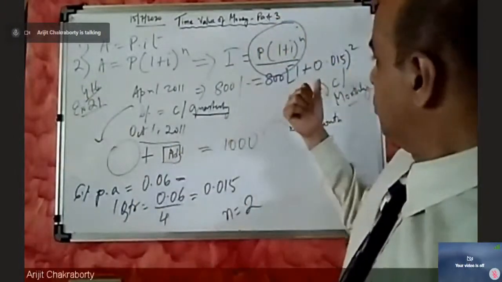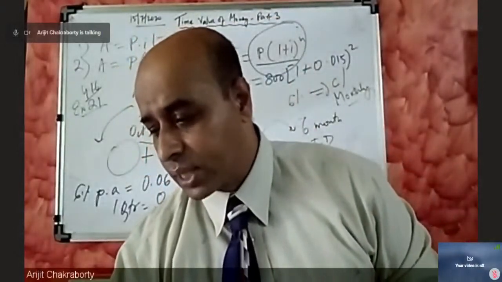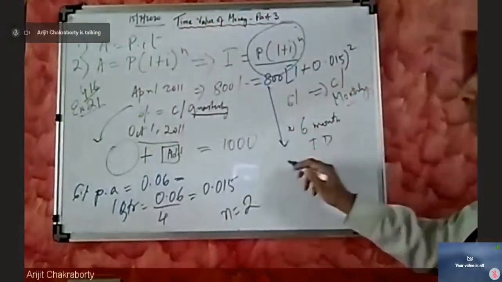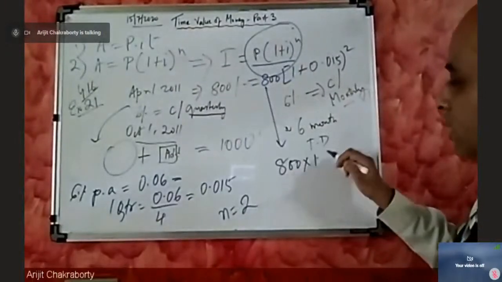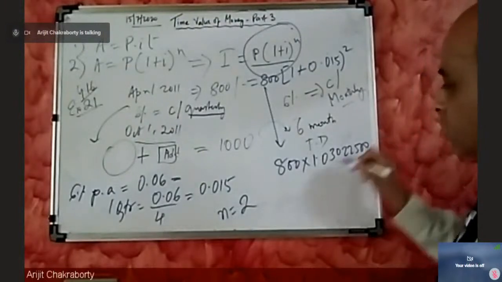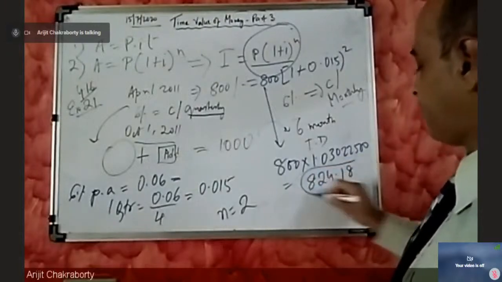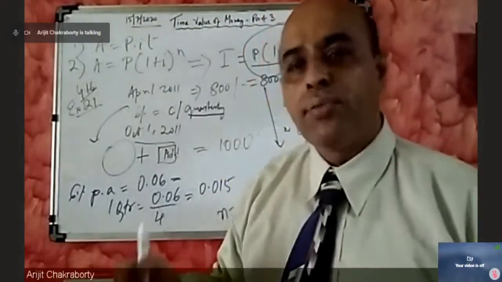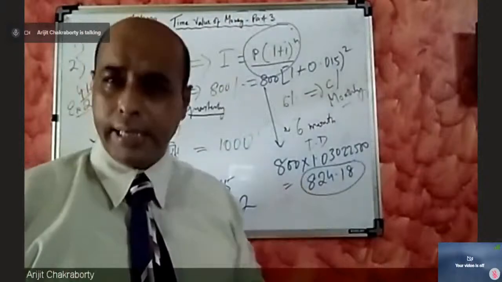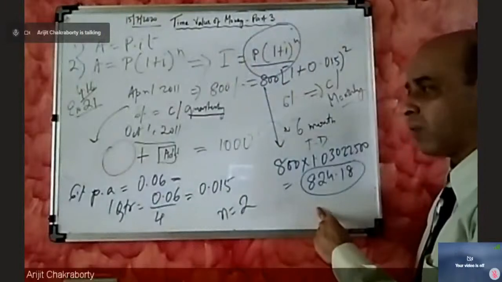If you break it up, it's already given in the numerical. The value is given as 1.03022500. So the amount becomes 800 into 1.03022500, and you get 824.18. That means on 1st October he received rupees 824.18. He had 800 rupees, and he receives 824.18.